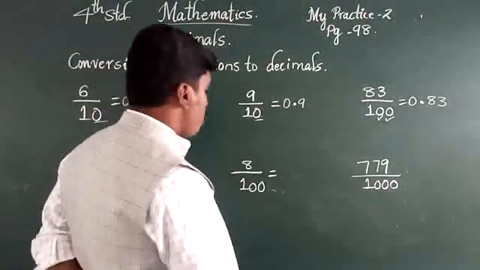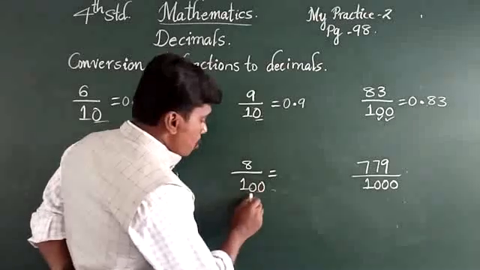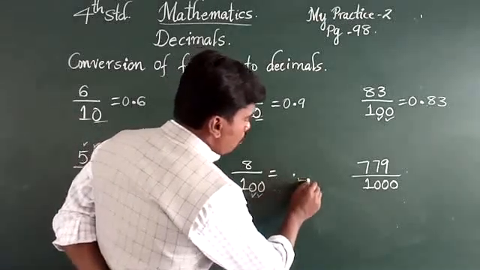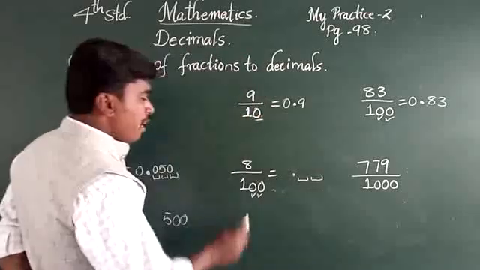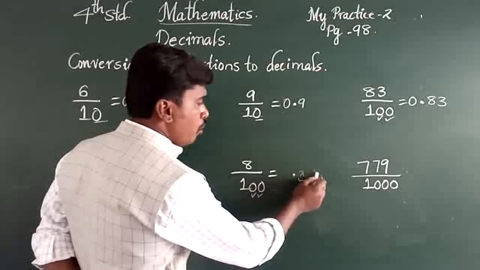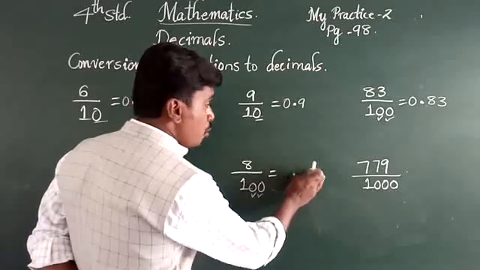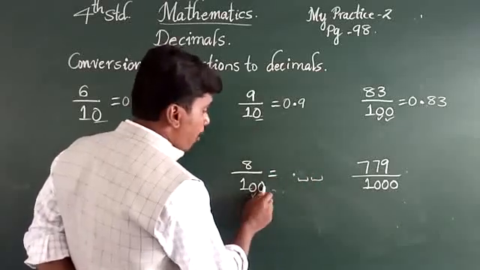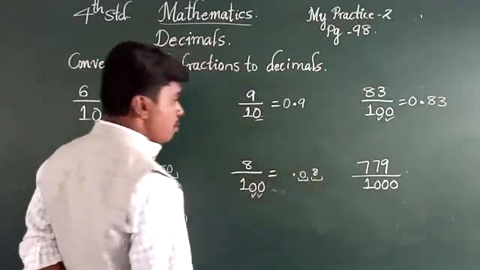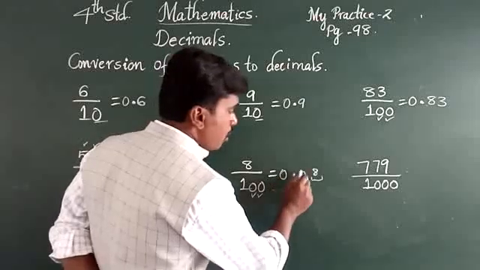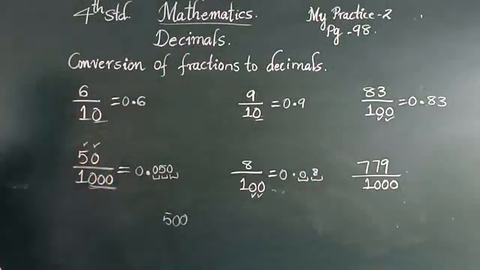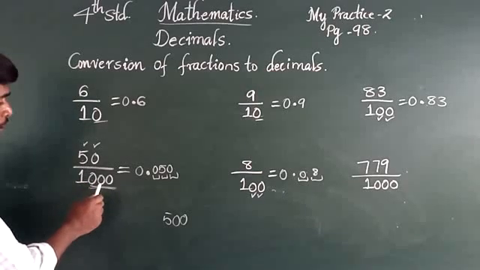Now you come to the next one. In the same way you can do it. How many zeros are there? 1, 2. Decimal point after it should be 2 places. But they have given only 8. So where should you write 8? You should always write it in the 100 place. 8 should be in the 100 place. Here you should write 0. That means 0.08. Here also 50 is there in 1000. So 0.050.